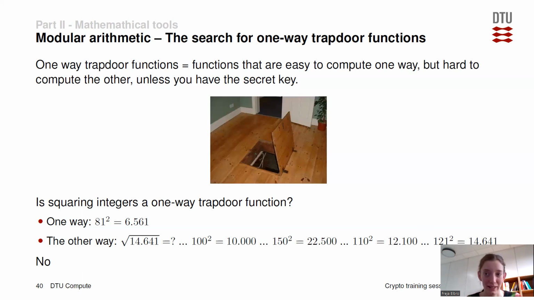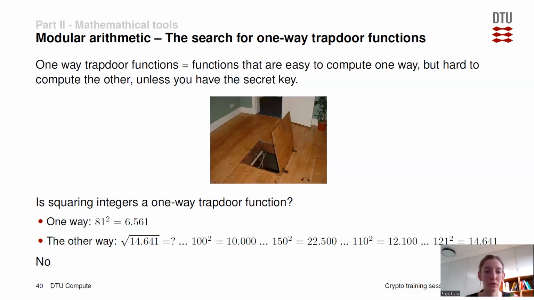So I hope I can convince you that squaring integers is not a one-way trapdoor function, because both ways are in fact easy to compute. It's easy to compute the square, and it's easy to compute the square root. By easy I mean efficient, and I realize I'm not being very specific about what I mean by efficient. I hope you will bear with me, but I also hope that you believe me when I say that this is not computationally expensive.